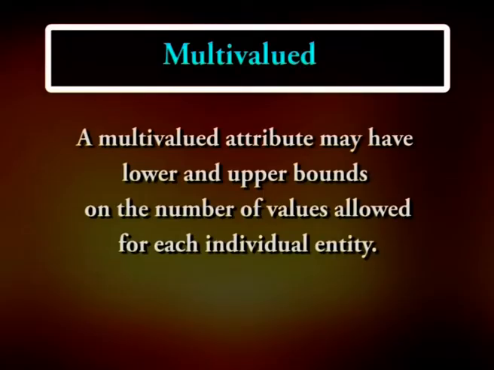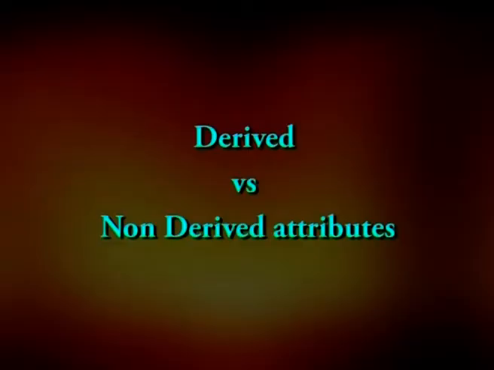A multi-valued attribute may have lower or upper bounds on the number of values allowed for each individual entity. For example, the colors attribute of a car may have between 1 and 3 values, if we assume that a car can have at most 3 colors, right.